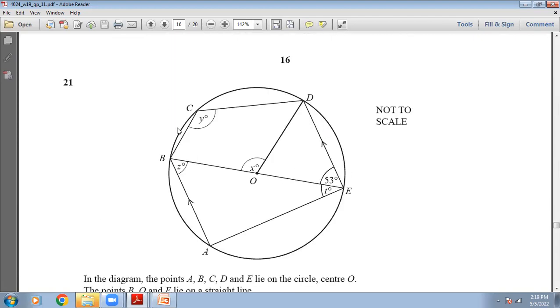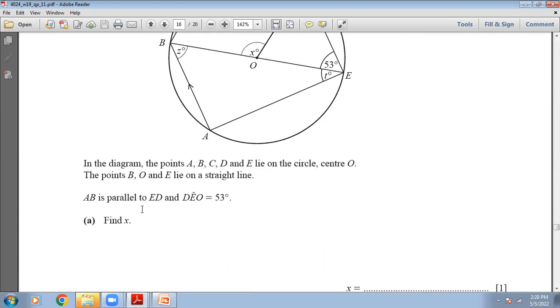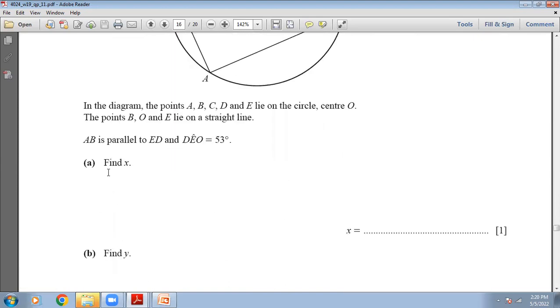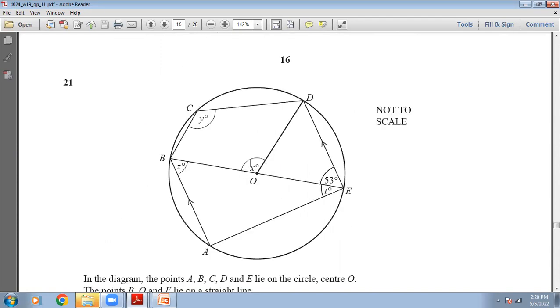AB and the other line, remember this is very important, they are parallel. You see these arrows? These arrows mean they are parallel. When they are parallel, these two angles will be alternate to each other. This angle and this whole angle, what we call allied angles. So the first question is a very simple and straightforward question. They want you to find the value of x.